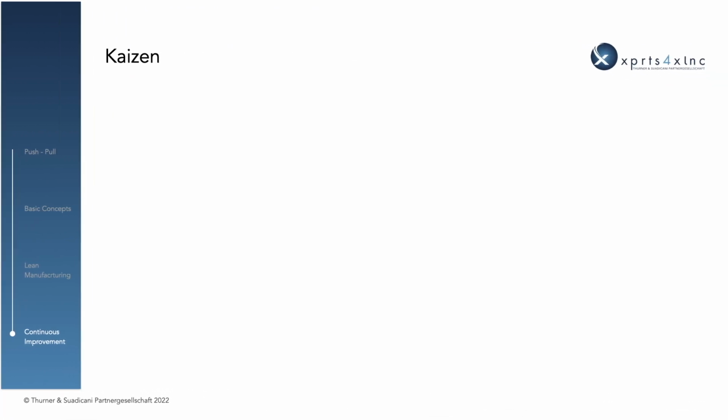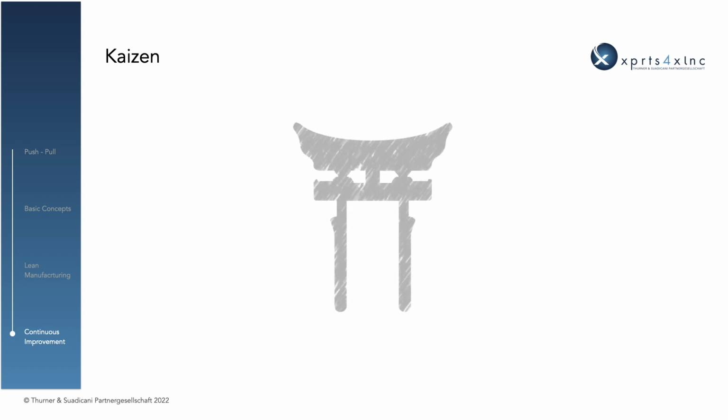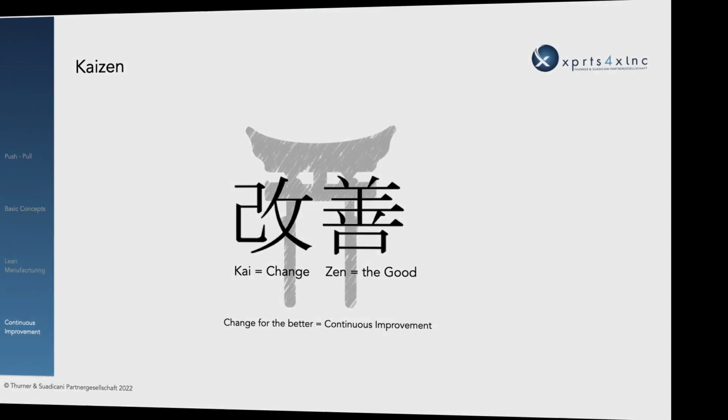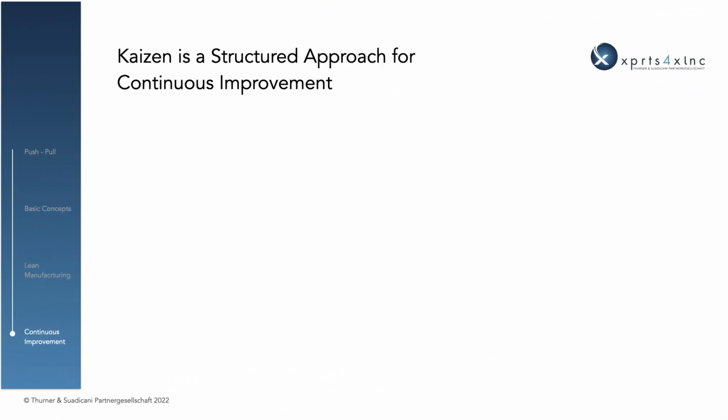Let's start with Kaizen. I am sure you have heard the term Kaizen before. It comes from Japanese and means the following. Kai is the change or transformation. Zen is the good. So, translated you could say, Kaizen means the change towards the better, and that is nothing else than continuous improvement. Kaizen is a structured approach for continuous improvement.